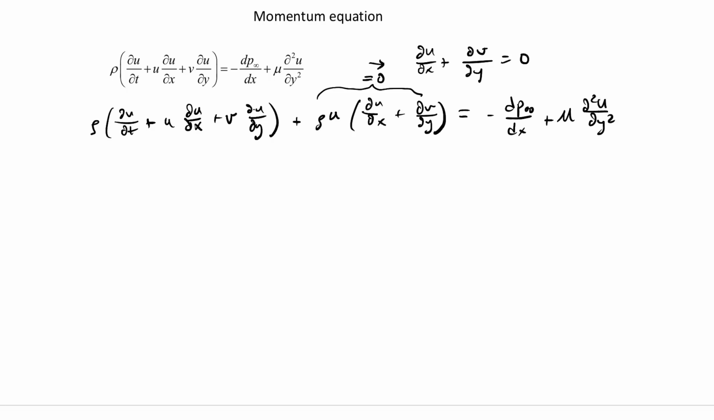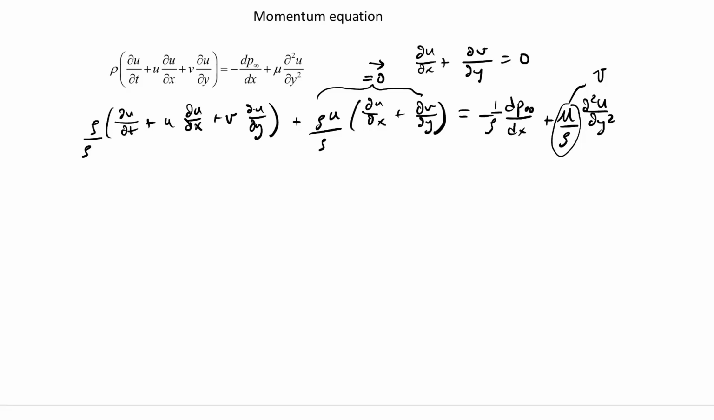Okay, so that's all we did there, just add in that term, and then we're going to take steps to reverse back to what we originally had. So if we do that, I'm going to divide everything through by rho. So rho over rho, and this becomes 1 over rho on the right-hand side, minus 1 over rho dp infinity dx, and then mu over rho, which becomes nu, the kinematic viscosity. Okay, so divide through by rho.